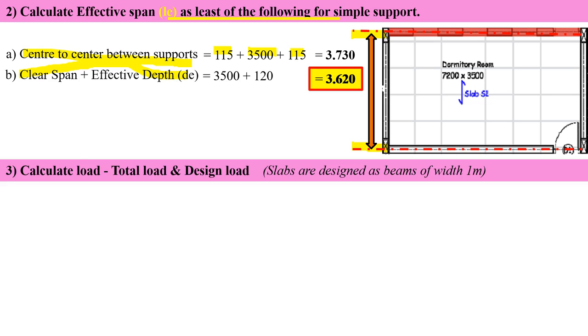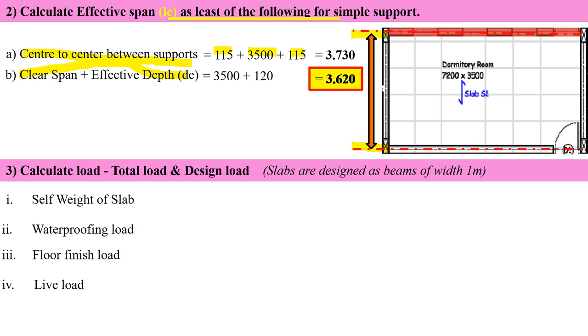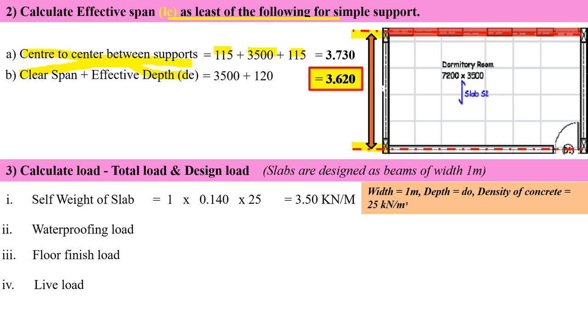Now let's calculate the load, in which we are going to calculate the total load and the design load. For designing of a slab, we have different types of load. The first is the self weight of the slab. We calculate the self weight by multiplying the width and the overall depth. So overall depth, which we already calculated, was 140 mm. I'm putting all the values into meters, that's why it is 0.140 multiplied by density of the concrete, that is 25.